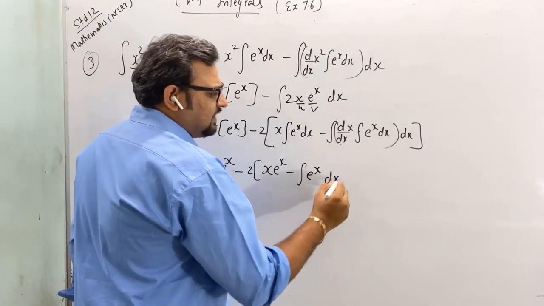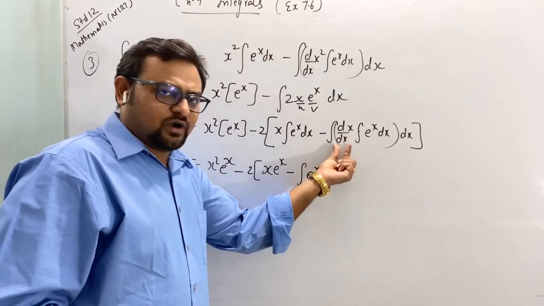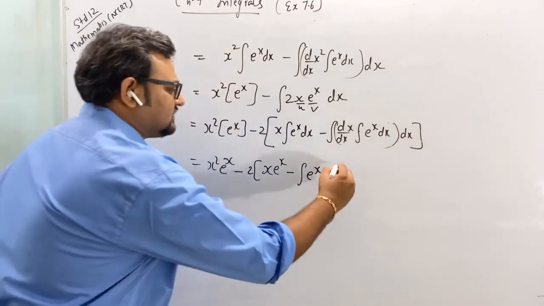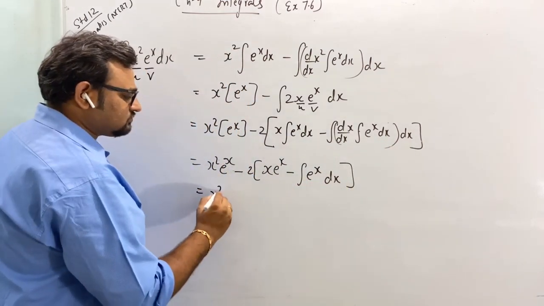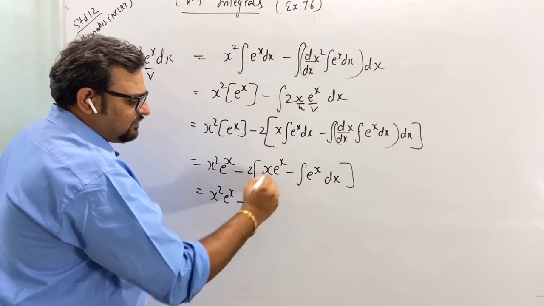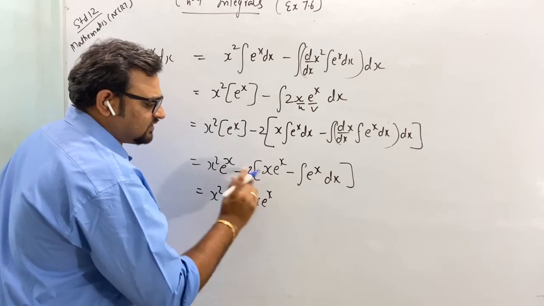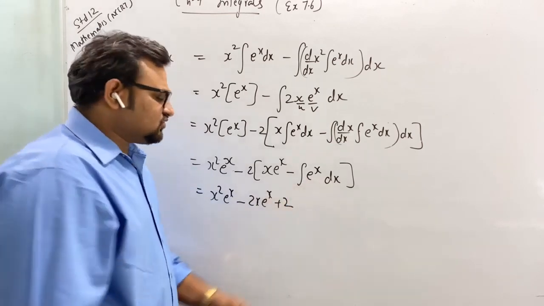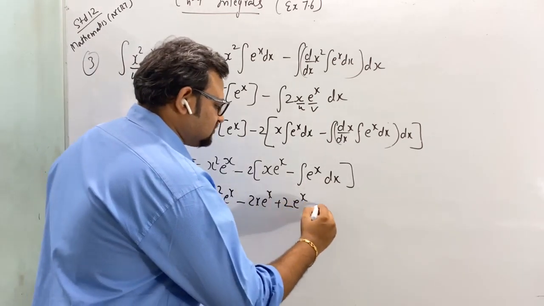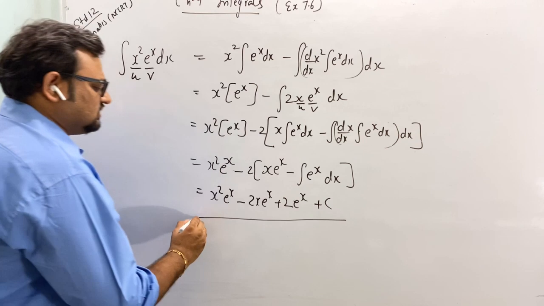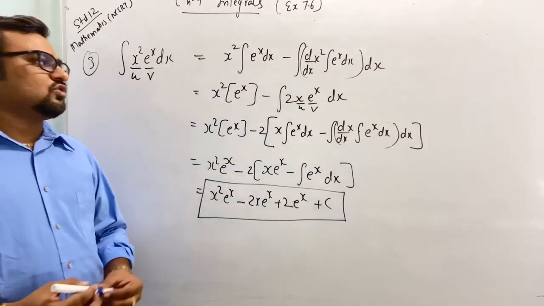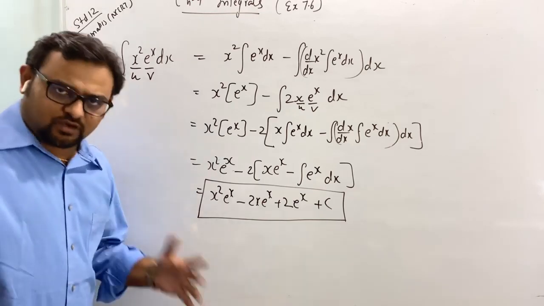e raised to x dx. Okay, this will be 1 and this integration will be e raised to x dx. I multiplied, minus 2x e raised to x, minus minus plus 2 integration of e raised to x, e raised to x plus c. Clear? So this is the answer for question number third.